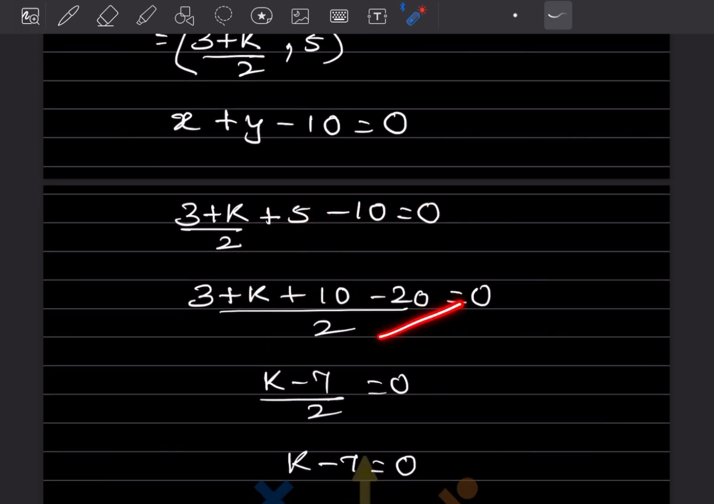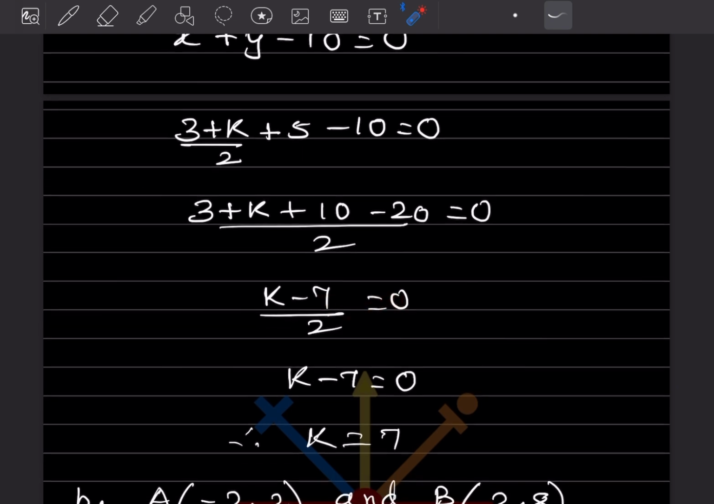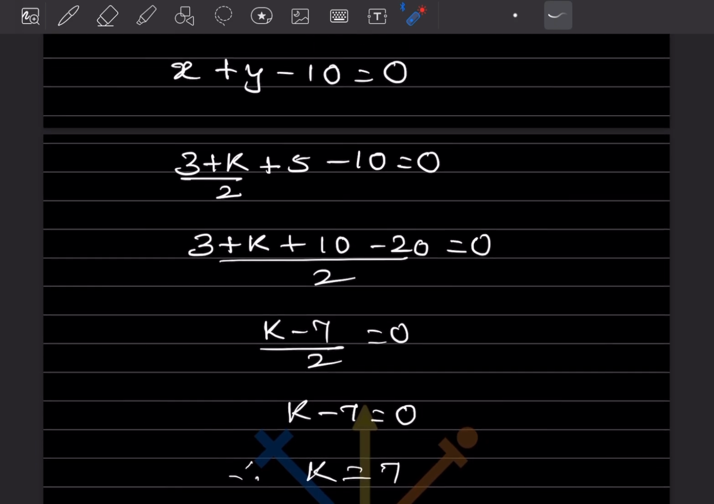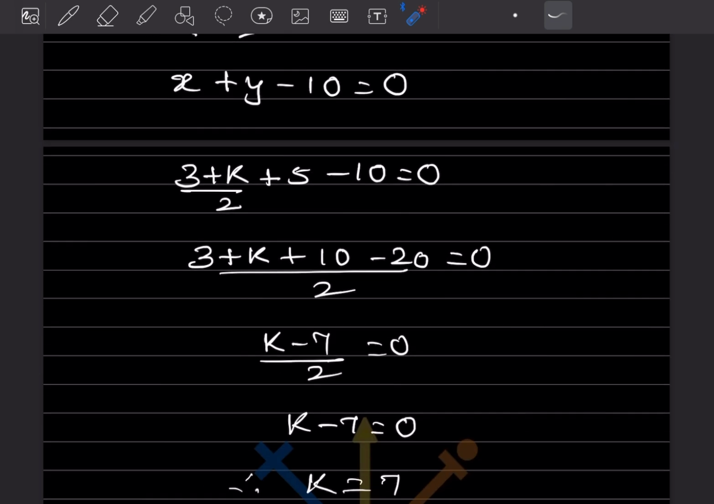Now if we take 2 on this side, 2 into 0 is going to be 0. So here will be k, and after solving this we get minus 7. So k minus 7 is equal to 0, so k is going to be 7, as this goes on the other side. So the value of k is 7.